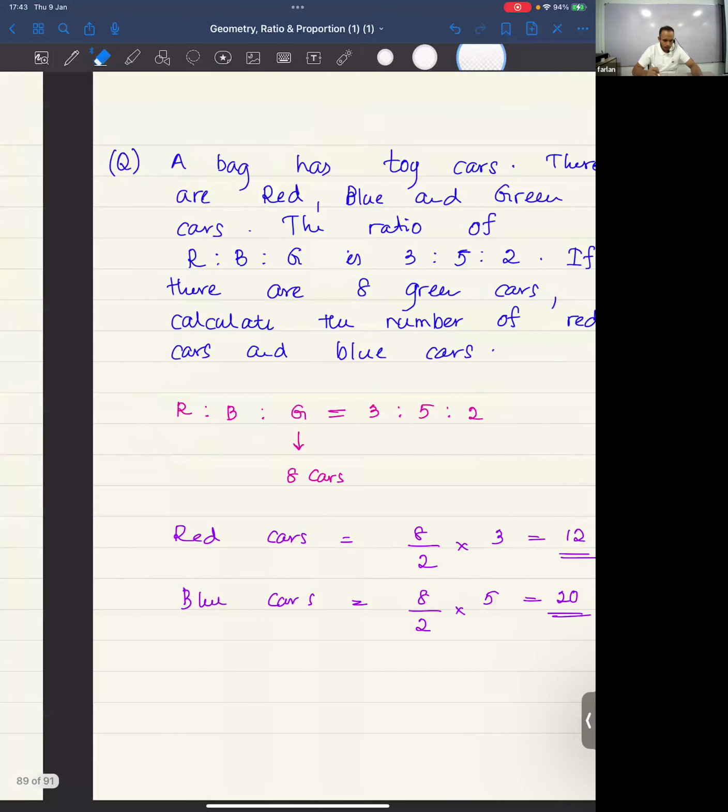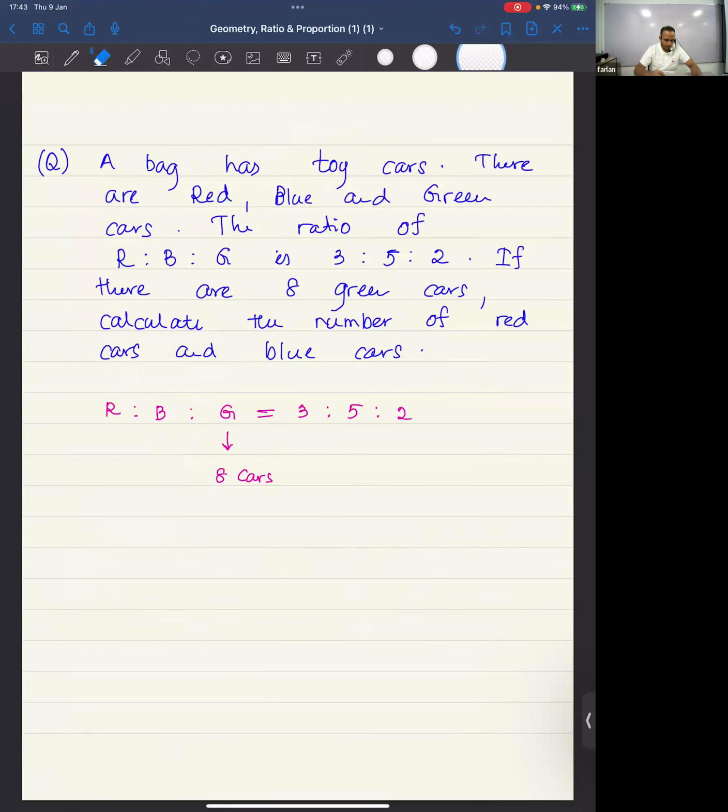A bag has toy cars. There are red, blue, and green cars.